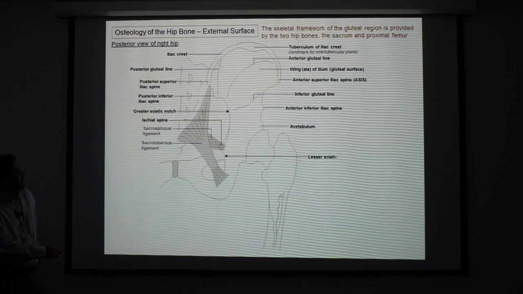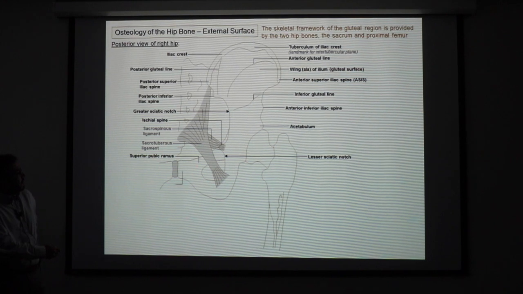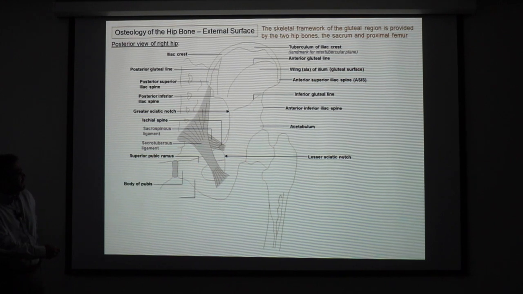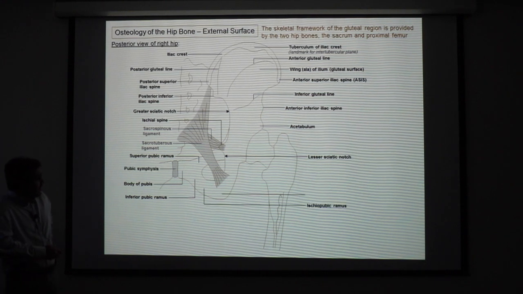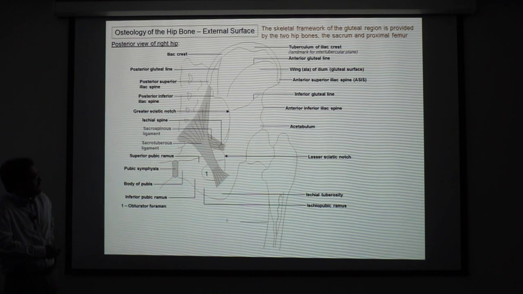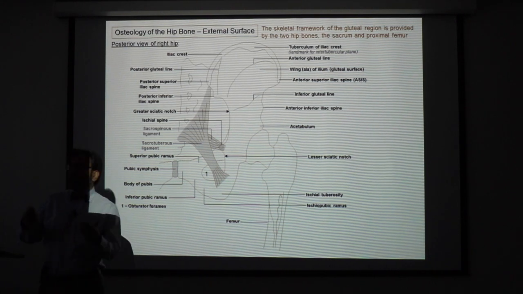So next we are going to talk about the superior pubic ramus here, and then we have the pubic symphysis. This is the inferior pubic ramus, and then you have the ischiopubic ramus, which is this one. This is the ischium. This is the pubis. So this is the ischiopubic ramus. You have the ischial tuberosity, which is this area, and the ischial tuberosity is important when you are sitting.